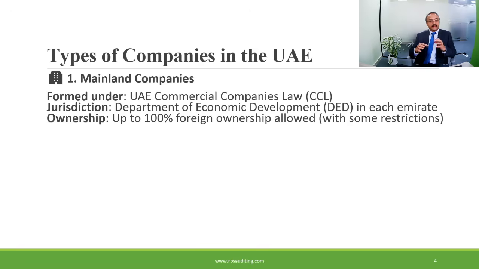Now let us look at the types of companies in the UAE. First, mainland companies, formed under the UAE Commercial Companies law. Each emirate has its own authority: Dubai has the Dubai Economic Development, Abu Dhabi has Abu Dhabi Economic Development, and Sharjah has Sharjah Economic Development. So each emirate has its own law and is managed by a different authority.